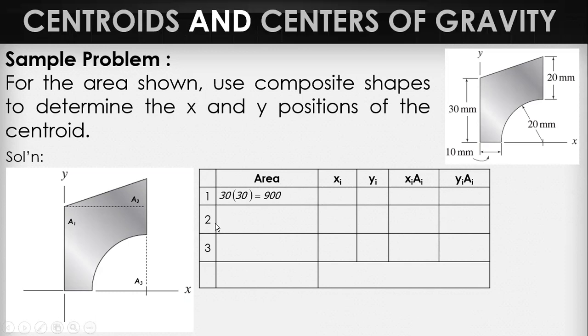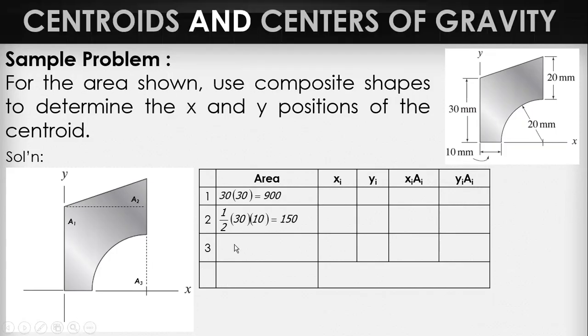900. Element 2 is a triangle. That's 1/2 of 30. This is 30, and this one is 10. So, the 10 is this. 20 plus 20, 40. 30 on the left, so you subtract 10. It's 1/2 of 30 times 10. 150. And then element 3 is a quarter of a circle.